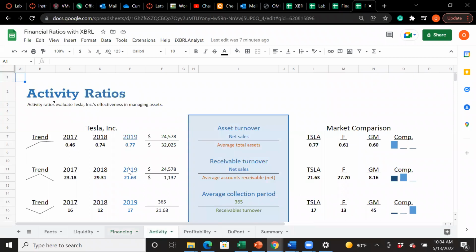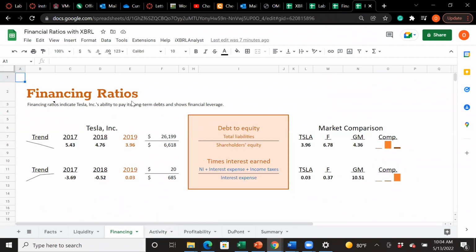All right, we are back and looking at the financing ratios. We see that Tesla has a pretty good ratio, I would say, compared to Ford and General Motors. You don't want a debt to equity ratio that is too high, because that raises red flags. You probably have too many liabilities that your equity could cover, and that's not good.